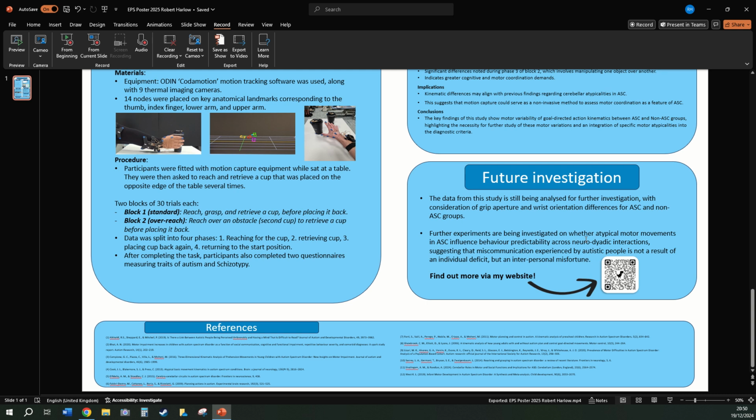And further experiments are being investigated as to whether this impacts our perception of other people's behaviour. Can autistic people predict other autistic people more easily? And the same again for neuro-incongruent dyads.